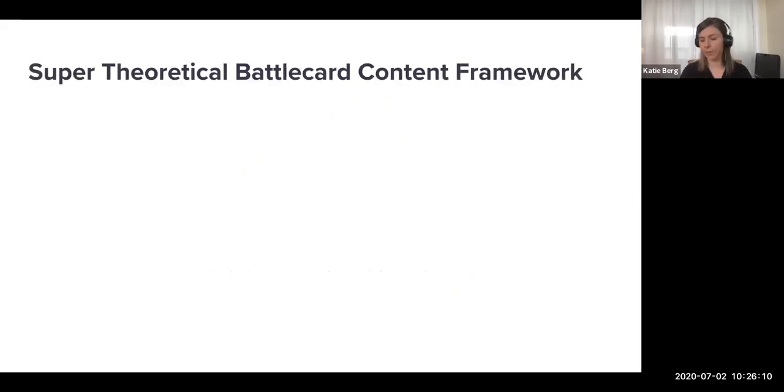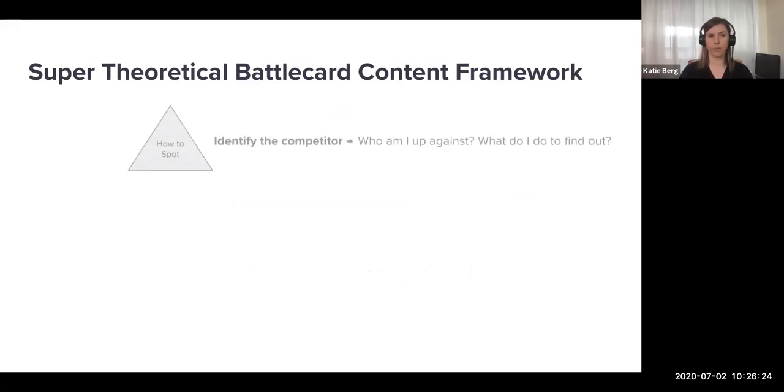So now that we have some of the basics out of the way, we want you to start thinking about how your competitive content, your battle card content, can be built to actually enable your sales reps at each step of the sales cycle. At the beginning, the first goal is to help them identify if there are competitors in the deal. Sometimes a prospect will say straight up, I'm looking at you and these competitors. Oftentimes they won't.